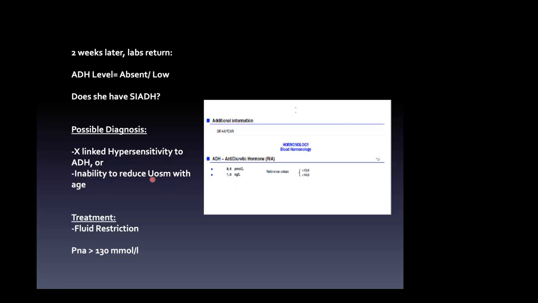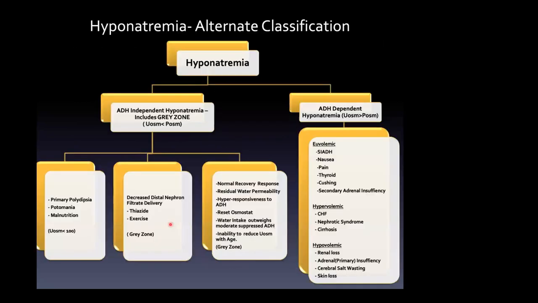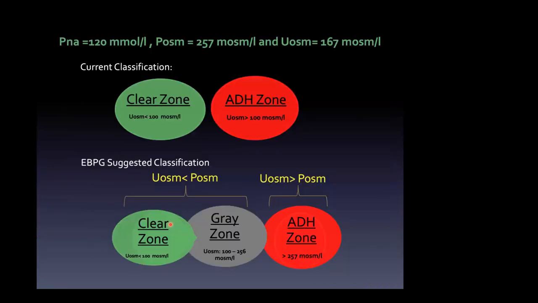Old people may suppress their ADH, but they have a tubular problem where they cannot reduce the urine osmolarity independent of ADH. But the treatment is the same, which is fluid restriction and keep the plasma sodium more than 130. Okay. So once again, this is what happened. If you follow the American guidelines, you will diagnose this patient as SIADH. But if you follow the European guidelines, try and remember, if your urine osmolarity is more than 100, you have ADH on board. More specifically, if your urine osmolarity is greater than the plasma osmolarity, you are 100% sure that there is ADH on board.